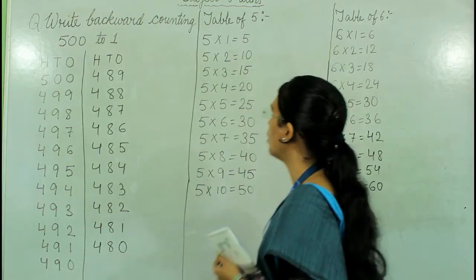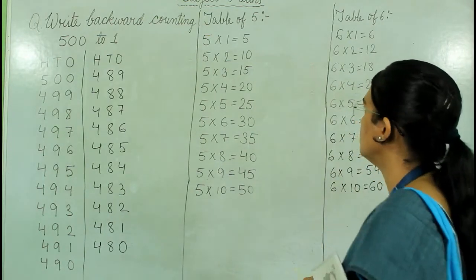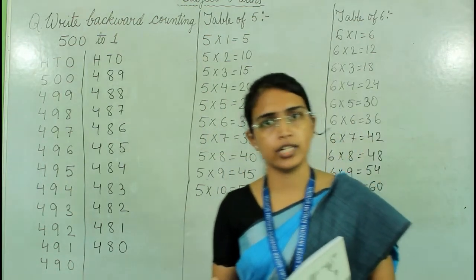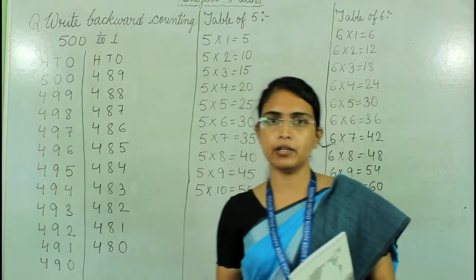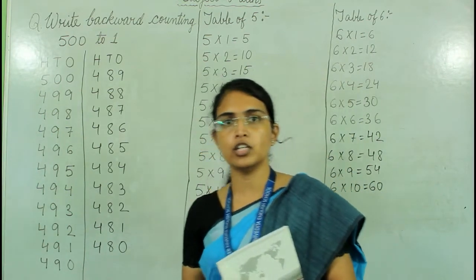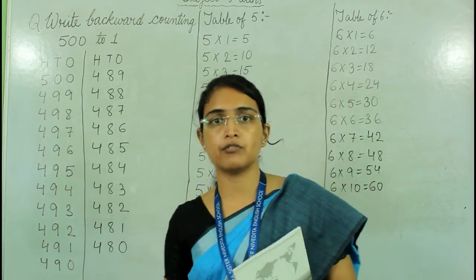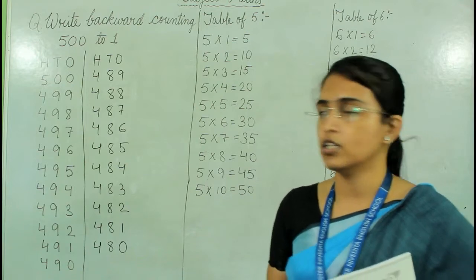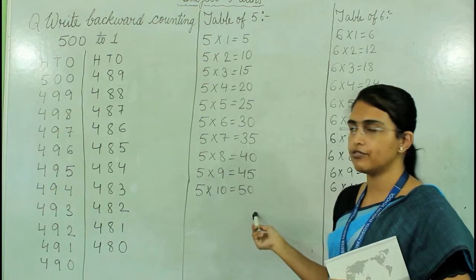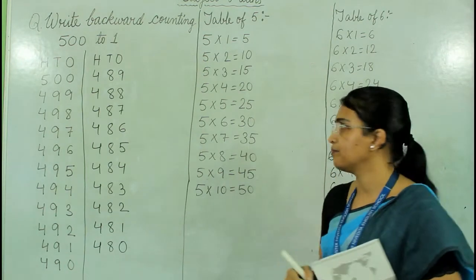Now we will do the table of 5. We have already done up to the table of 4. Have you learned all the tables from 2 to 4? If you learned them, very good. Those who haven't learned them, it's very important for doing maths. Today we are going to learn the table of 5 and the table of 6. First we will start with the table of 5.